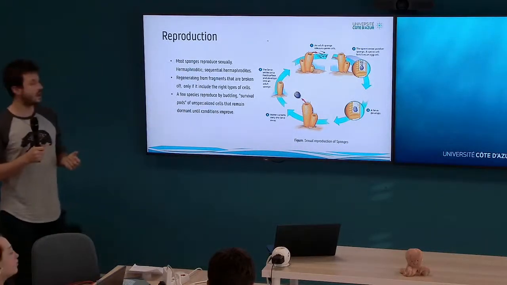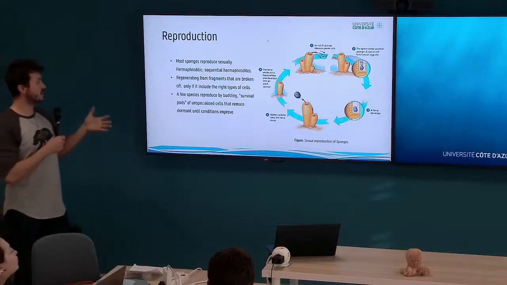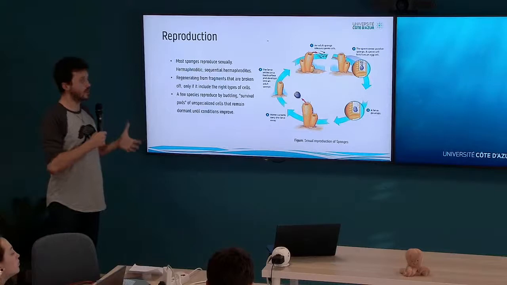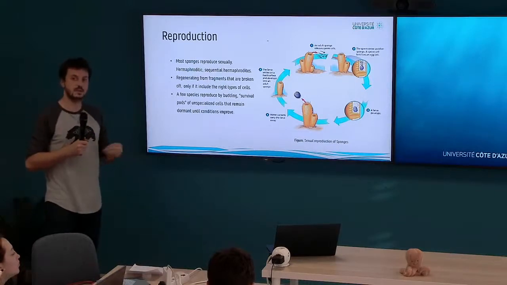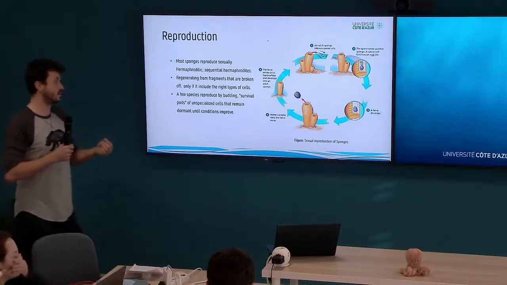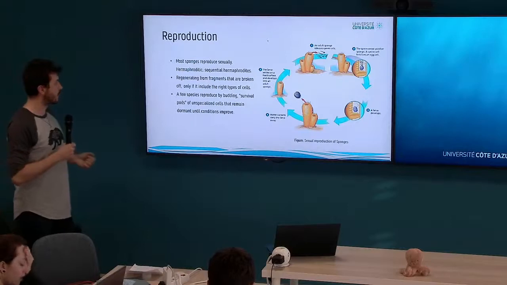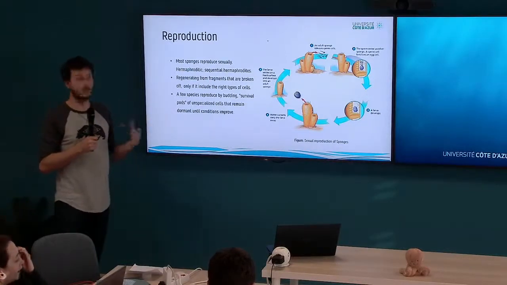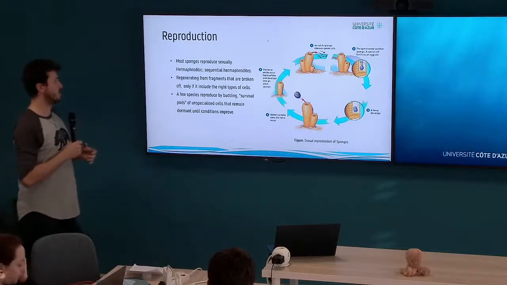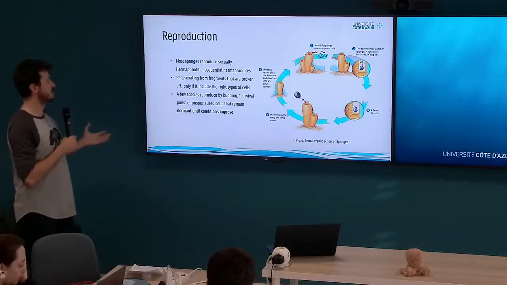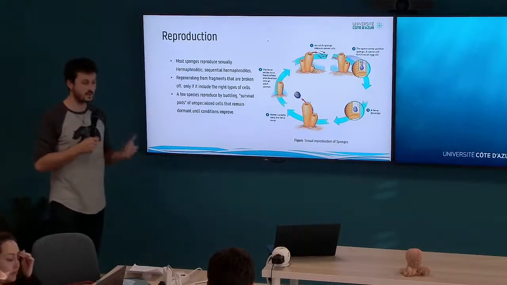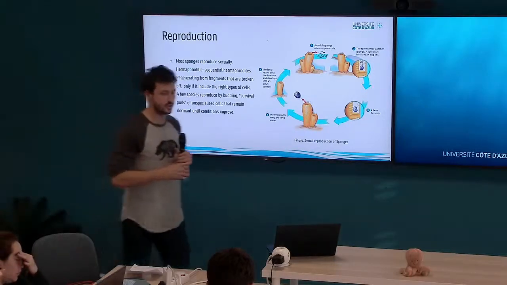Another aspect is regeneration from fragments. So a small part with the right type of cells can regenerate into other sponges. And the last one is by budding. So budding in French is bourgeonnement. So some of them can do that with unspecialized cells, if they find the right conditions.